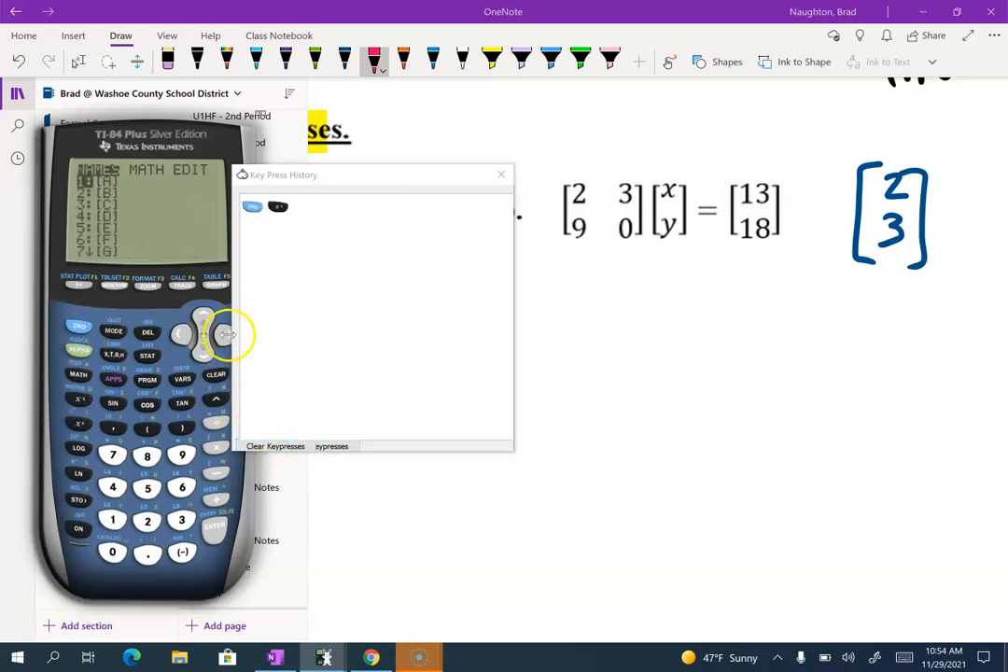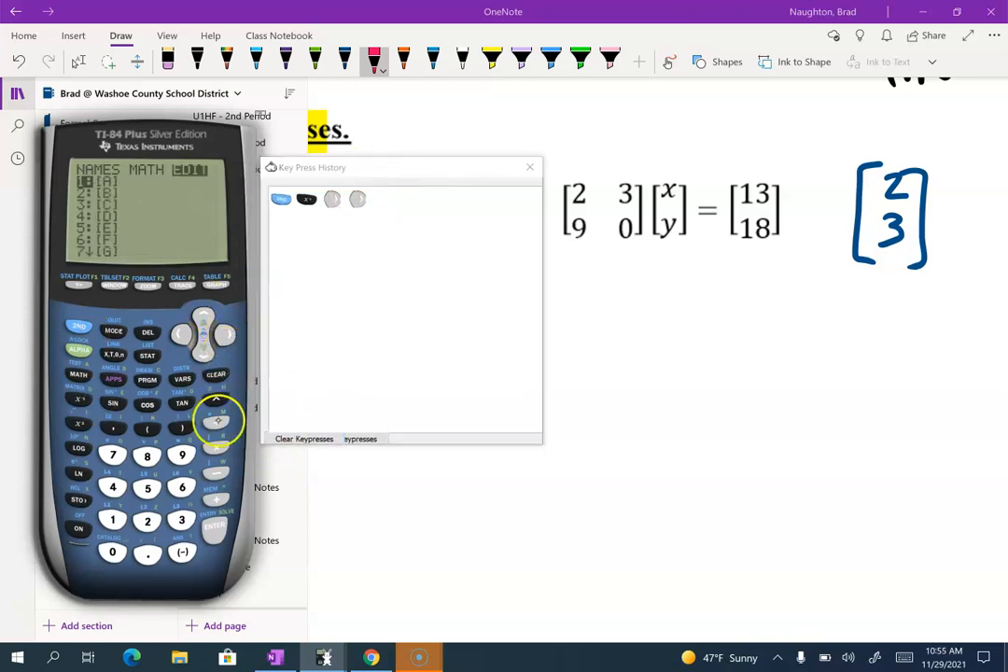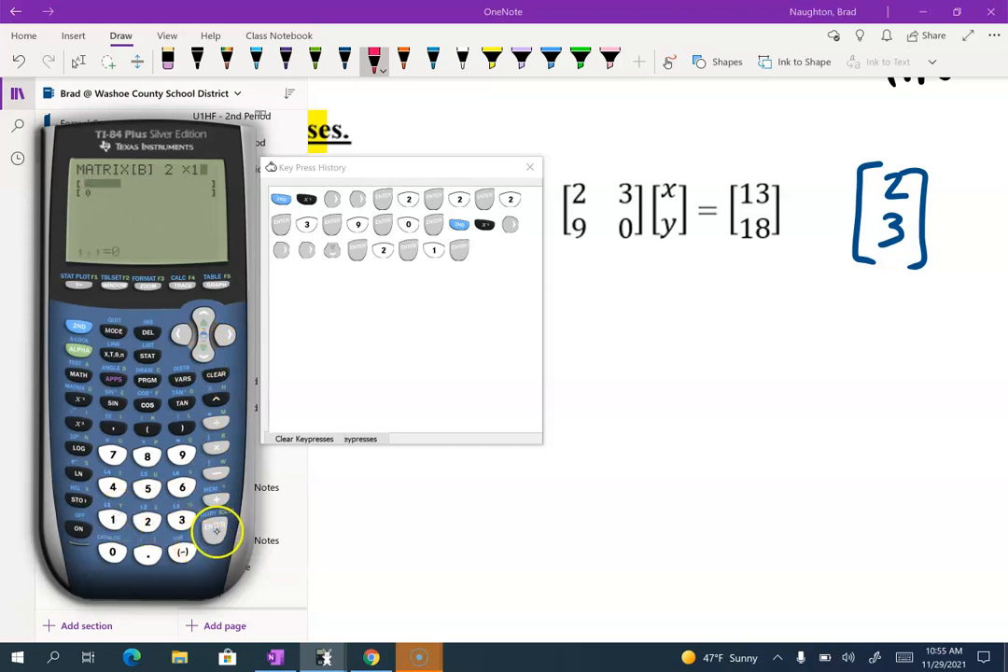So second matrix, we're now going to put in another 2 by 2. So 2, 2, and then it's going to be 2, 3, 9, 0, and then I'll put in my next matrix, and that's going to be a 2 by 1, which is 13, 18, alrighty.